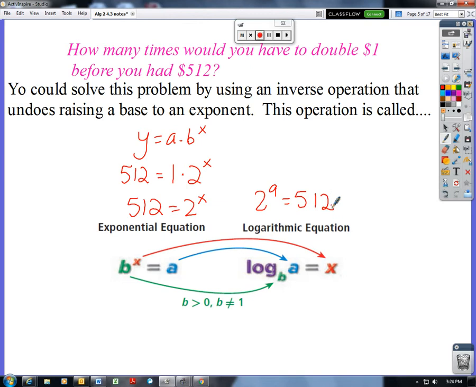So at this point you would have to guess and check because we don't have a way of solving it yet. We're going to end up using logarithms to solve because we're solving an exponential equation, and we solve equations by undoing, by using their inverse, and exponentials and logarithms are inverses of each other. So that's why we learned about inverse functions in the previous section, so that you can understand that exponentials and logarithms are inverses of each other.